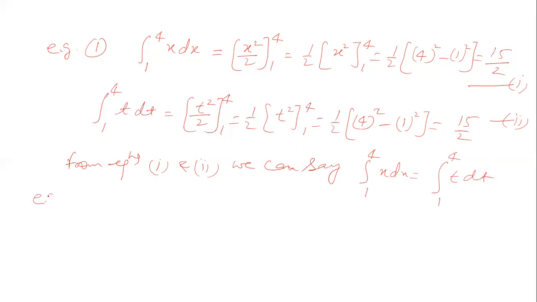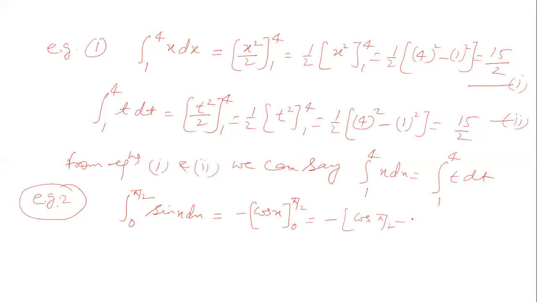Let's take one more example. Integral from 0 to pi by 2 of sin x dx. Its integration would be minus cos x and the limit is pi by 2 to 0. That is minus cos pi by 2 minus cos 0. Cos pi by 2 is 0 and cos 0 is 1. So minus 0 minus 1, that is 1. Say this is equation number 1.